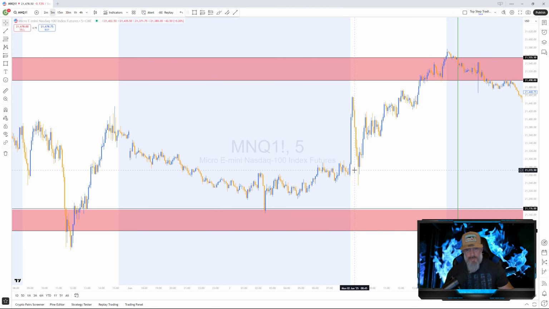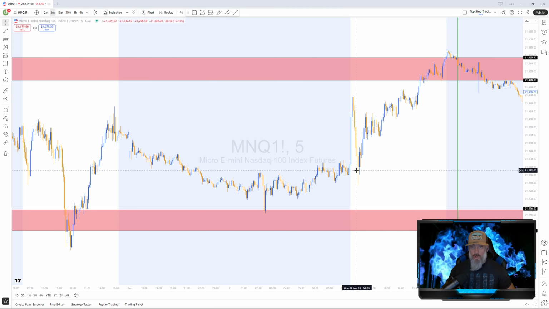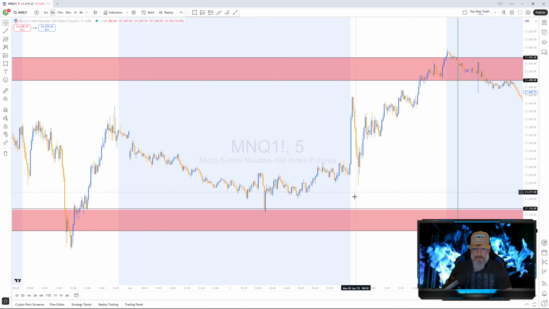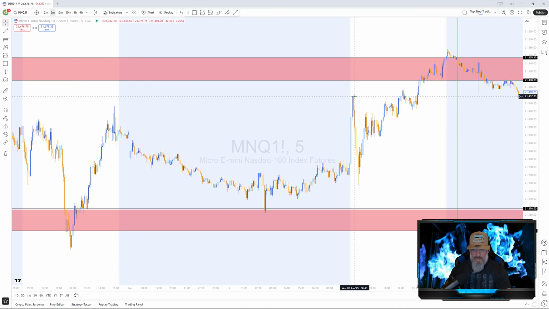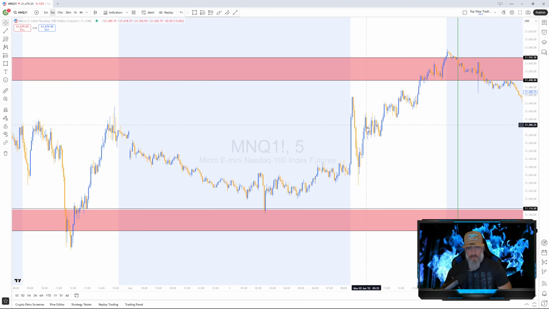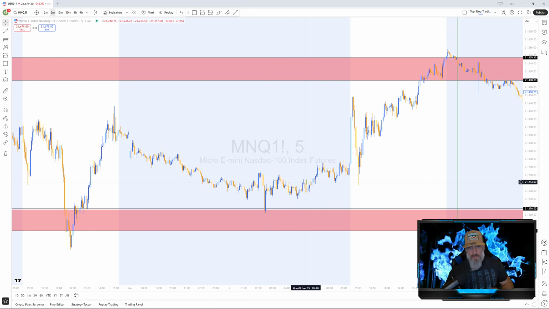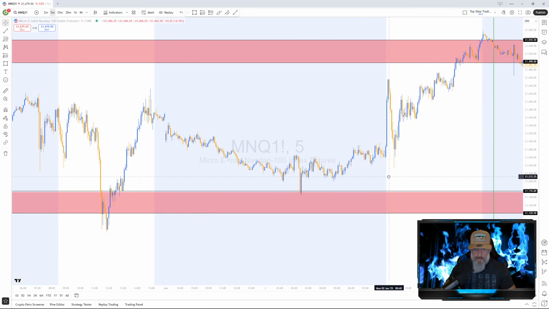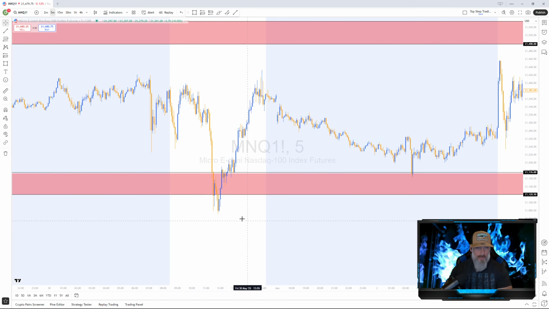Now, if you're using Top Step, no problem because it's a daily drawdown. But if you're in Apex, this would eat you alive. If you got all this and then it came back down here, you're probably going to blow your account on that pullback. So you may be a little bit aggressive when you stop loss with Apex count, but Top Step, daily drawdown, just worry about it.